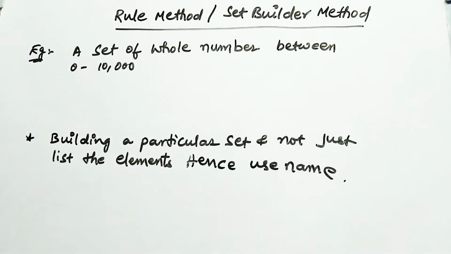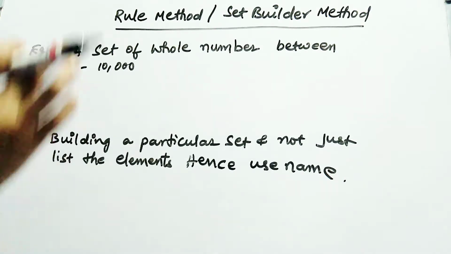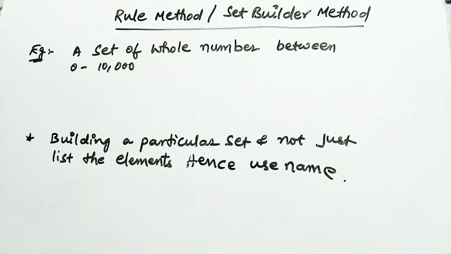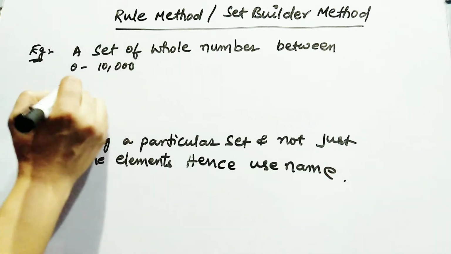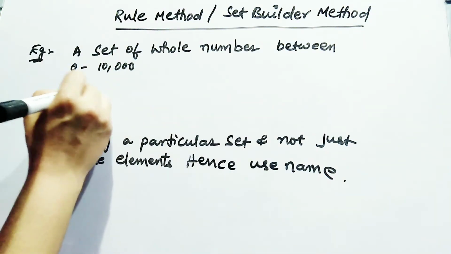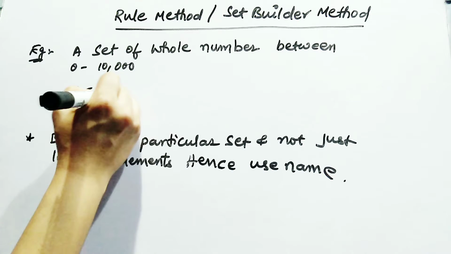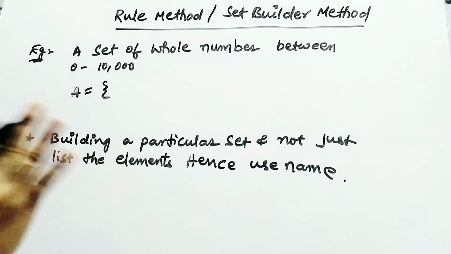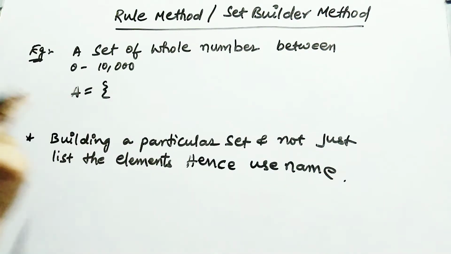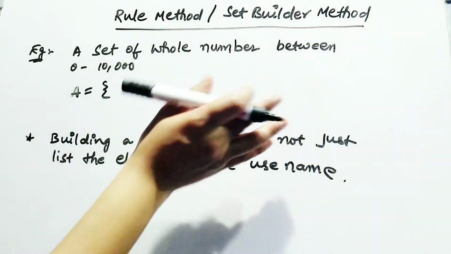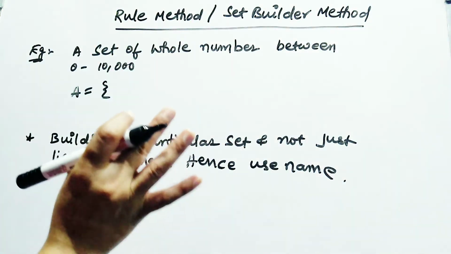Instead of using the listing method, instead of writing all the elements in the set, what you are doing? You are building a particular set. You are not listing all the elements. You are just building a particular set using a rule. What is the syntax for writing set builder form? So A equal to, just curly braces. What is the syntax of writing a set? Compulsory, the set name must be there, equal to, and all the elements must be enclosed in curly braces.